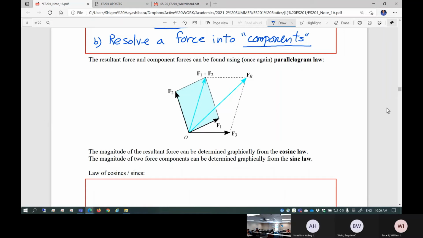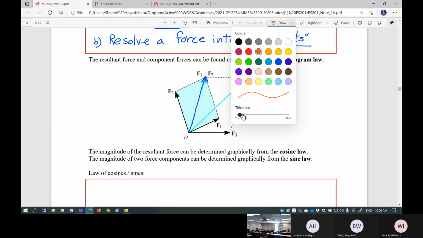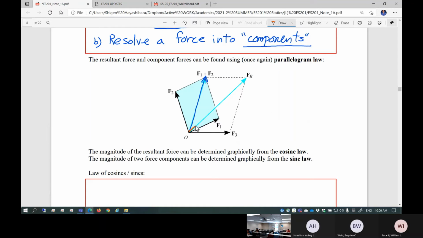First of all, the resultant force and component forces. Suppose you're given forces F1, F2, and F3, and the homework assignment says, find the resultant of those three forces. How can we do that? You're going to add F1 plus F2, and come up with this force, which is the result of F1 plus F2. This force can be added together with F3. That is going to be F1 plus F2 plus F3, the final resultant force you're going to get.